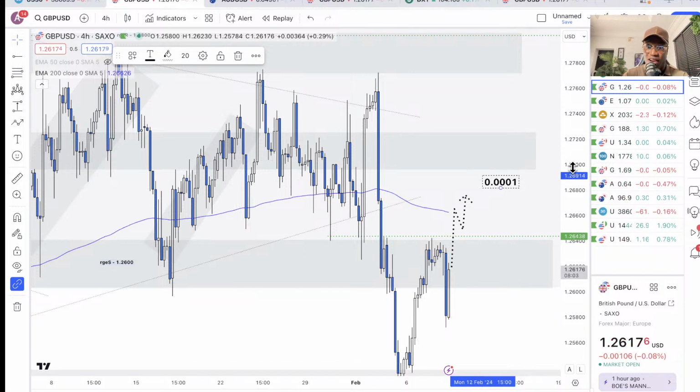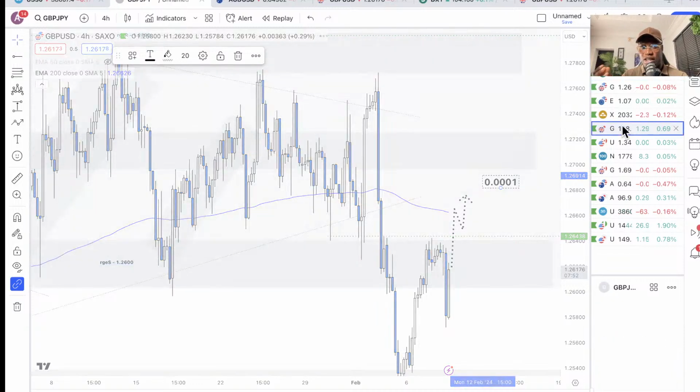That's for a typical pair. The pairs that have up to 5 numbers after the decimal point, right? But remember, your calculation starts from 4 numbers after the decimal point. For JPY pairs, pairs that have JPY in them, the formula is a bit different. Okay, I'm going to show you guys in a bit. Let this come up.